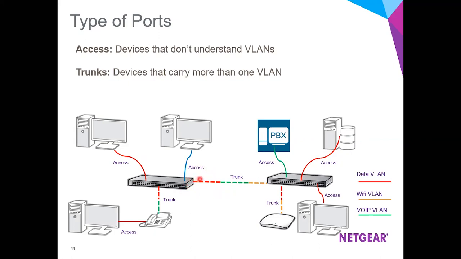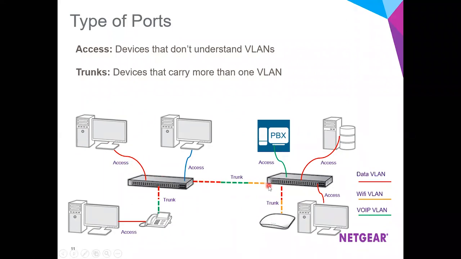So why is this necessary? For example, let's say that this computer here in the access VLAN wants to communicate to the access VLAN. This computer sends an untag packet from the access port. When it arrives at the switch, it sends it out from this trunk port. But in this trunk port, we need to somehow tag this packet to identify that it's a data VLAN.